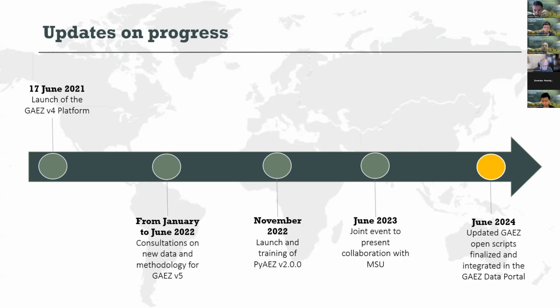In June 2024, so next year, there should be updated GAEZ scripts finalized and integrated into the GAEZ data portal. And now we are in the phase of final testing and piloting of the script during the next months, that will be fully provided on the platform in the middle of next year.